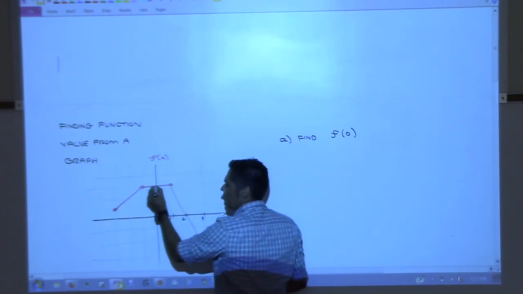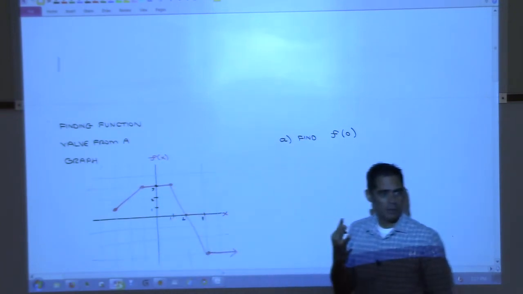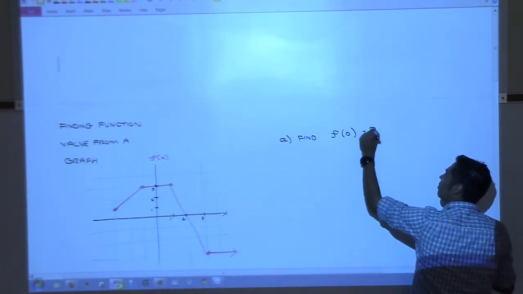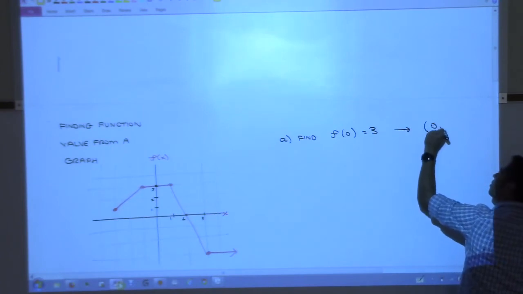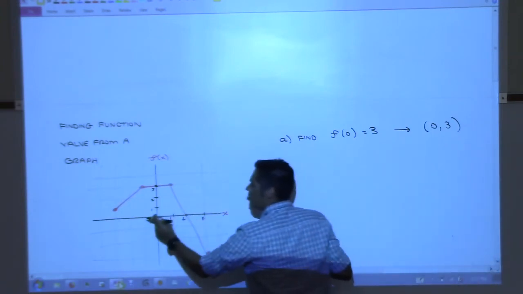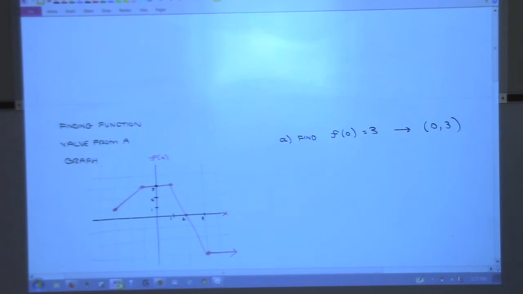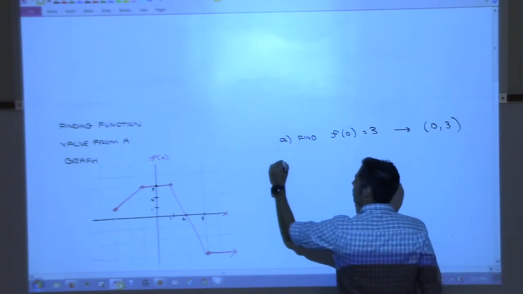So it's right there, isn't it? And how high is that point? 3. 3 units. So it's almost like this is what you're saying. You're saying that the point 0, 3 lives on that graph. Plug in 0, you spit out 3, right? Plug in 0, you spit out 3. Questions on that? Okay, how about another one?